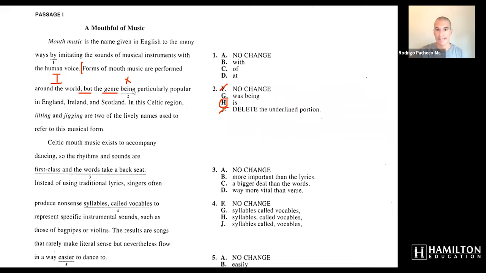The genre is popular in England. That makes perfect sense. And we also want to use the simple present because that's what we see in the first clause. And we want to maintain that same verb tense. Was being, this is the past progressive. And it also doesn't really make sense in context of this sentence, of this clause. So that's why we would eliminate G.